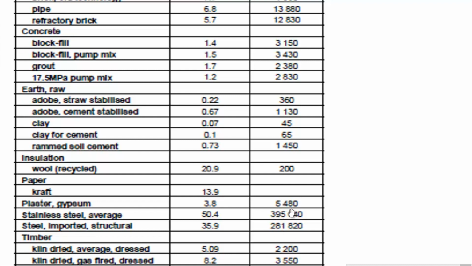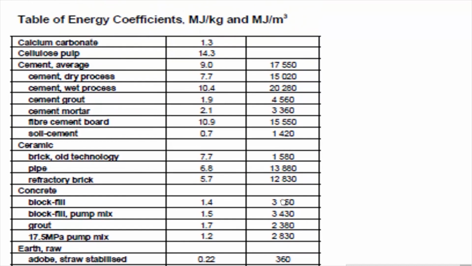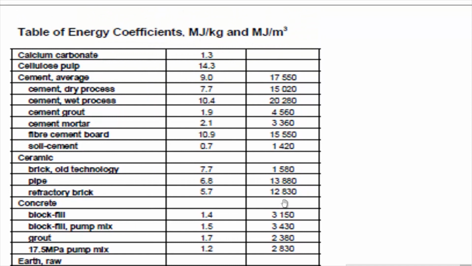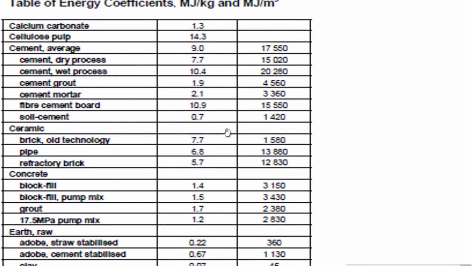The higher ones, like 3 lakhs to 2 lakhs, are steel, and all the earthen materials range from a minimum of 40 up to about 2000. Concrete is 2000 to 3000, and ceramic 13,000 to 12,000, and cement plays at a higher value starting from 1000 and going up to 17,550.